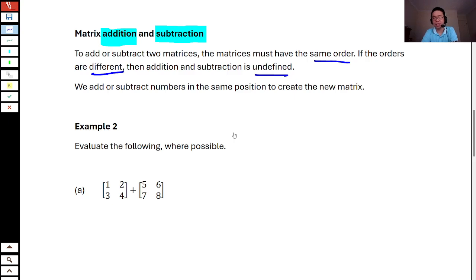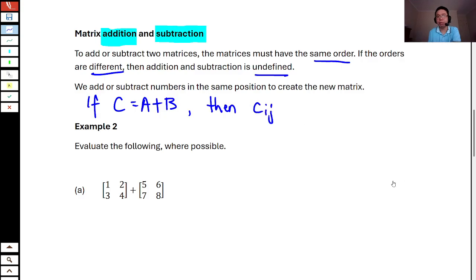How do we add two matrices? Well, all we need to do is add numbers in the same position to create the new number in that position. And I think it's easiest to do this with examples, but if you want a mathematical definition, I could write it for you. So if C equals A plus B, then the number in row i column j of matrix C is the same as the number in row i column j of matrix A plus the number in row i column j of matrix B for all possible values of i and j.